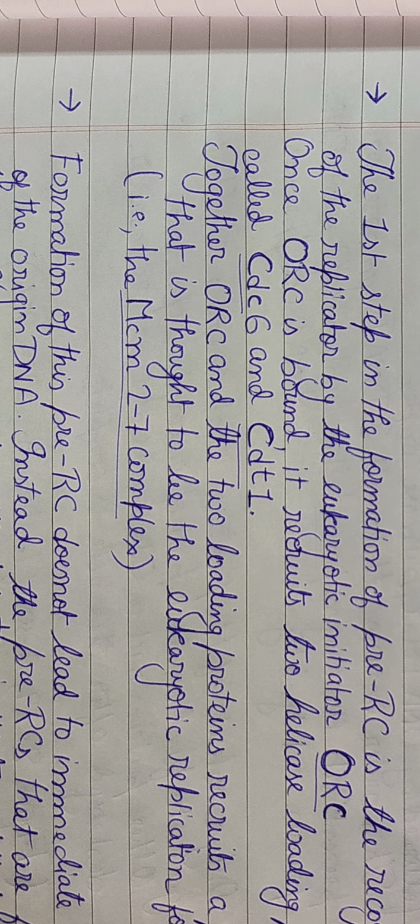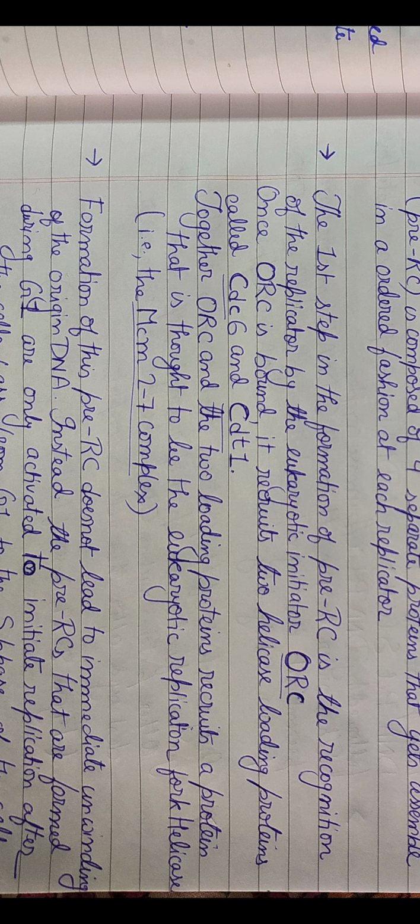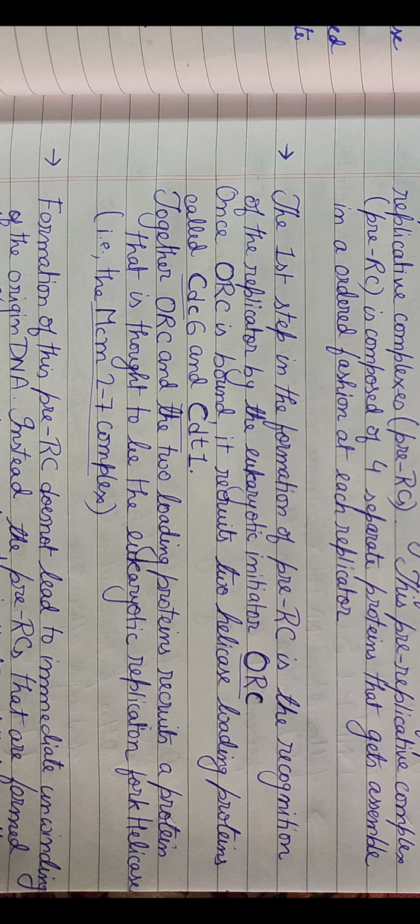So this is the pre-replication complex, which actually identifies the replicator region. They bind in an ordered fashion. First ORC binds, then ORC recruits the helicase loading proteins, CDC6 and CDT1, and then they recruit the MCM2-7 complex, which is a helicase.